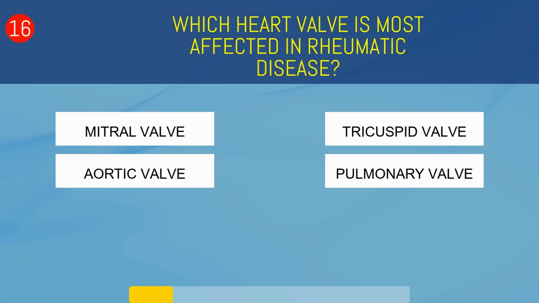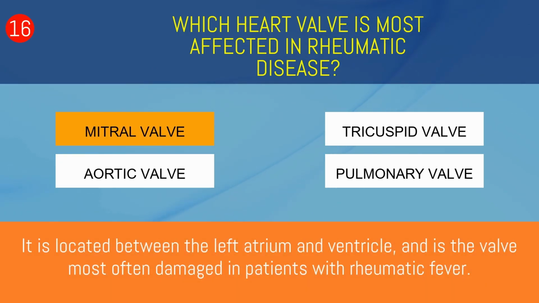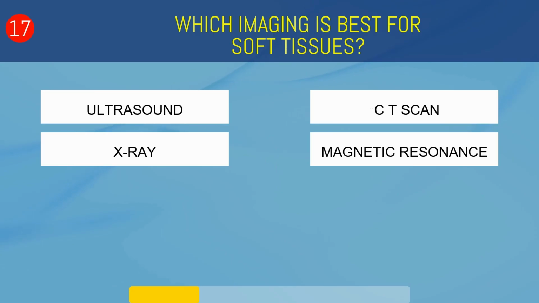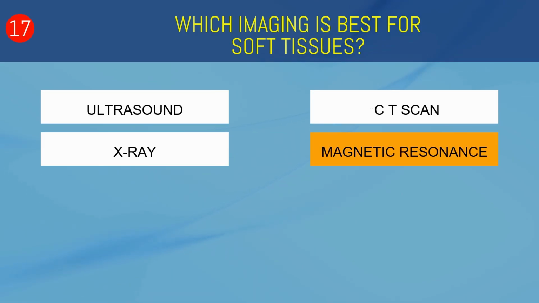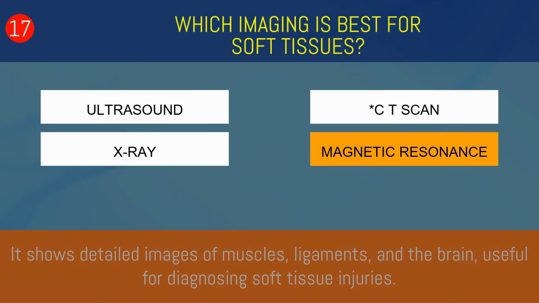Which heart valve is most affected in rheumatic disease? Mitral valve, aortic valve, tricuspid valve, or pulmonary valve? Mitral valve. It is located between the left atrium and ventricle and is the valve most often damaged in patients with rheumatic fever. Which imaging is best for soft tissues? Ultrasound, X-ray, CT scan, or magnetic resonance? Magnetic resonance. It shows detailed images of muscles, ligaments, and the brain, useful for diagnosing soft tissue injuries.